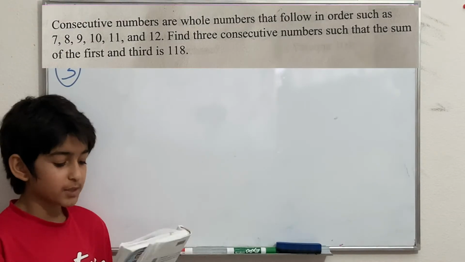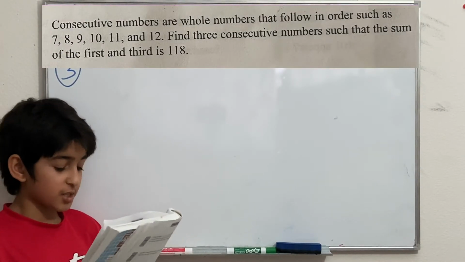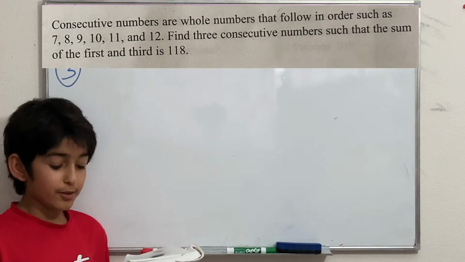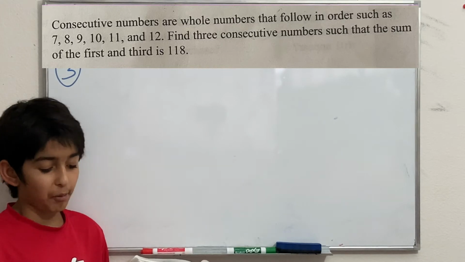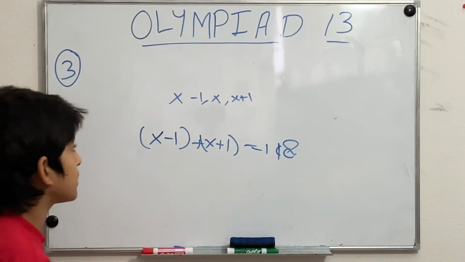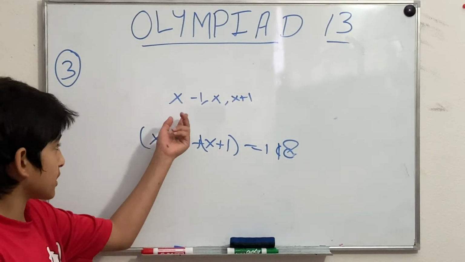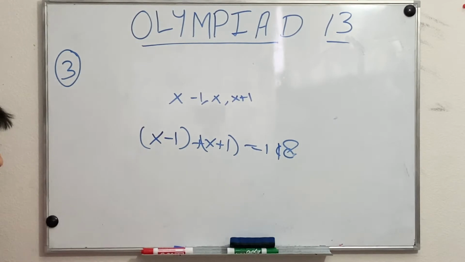The third problem says, consecutive numbers are whole numbers that follow in order, such as 7, 8, 9, 10, 11, and 12. Find 3 consecutive numbers such that the sum of the first and the third is 118. So, as the question says, the 3 numbers I just named x minus 1, x, and x plus 1 because they're consecutive. And x minus 1, the first number, plus x plus 1, the third number, is equal to 118.